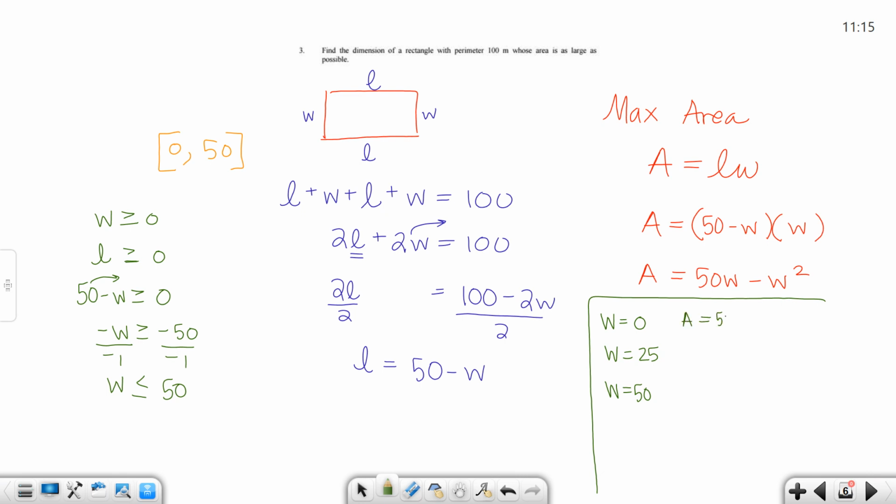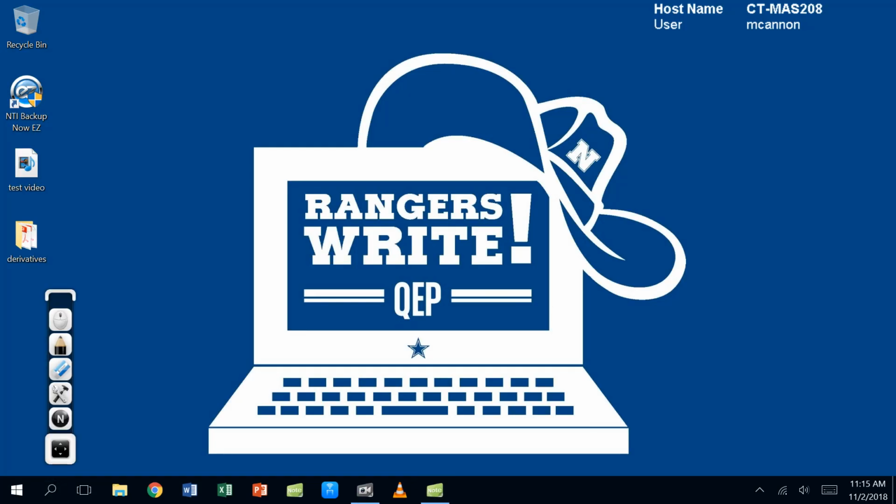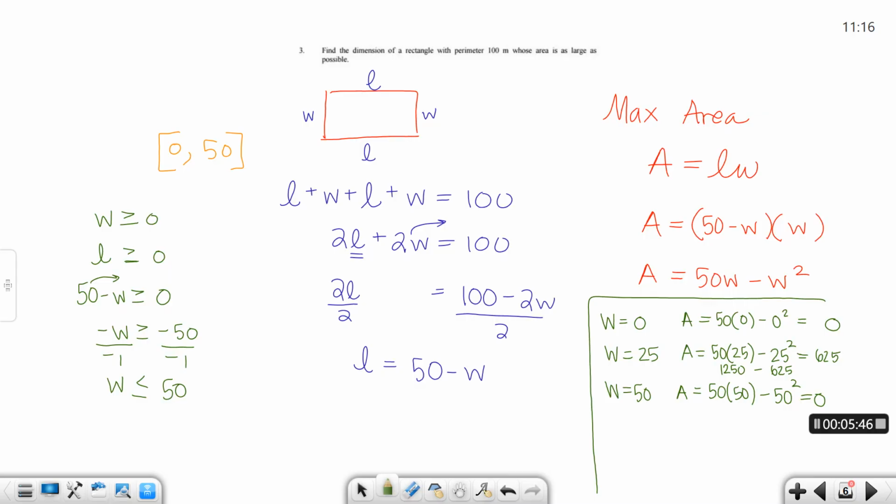So if I plug in 0, I get 50 times 0 minus 0 squared. That would give me 0. If I plug in 25, I get 50 times 25 minus 25 squared. I'll figure that out in a second. And if I plug in 50, I get 50 times 50 minus 50 squared, which would equal 0. Let me grab a calculator quickly. Okay, so when I plugged in my 25, I got 50 times 25, which was 1250, minus 625, which would give me 625. So my maximum area, I had three choices, 0, 0, or 625. So my maximum area was 625.